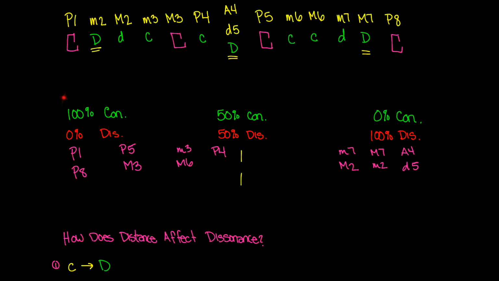It's 100% consonant and 0% dissonance. That's fairly true. 50% consonant, 50% dissonance. We're about to cross the line where it becomes more dissonant than consonant. And then we have 0% consonance and 100% dissonance.